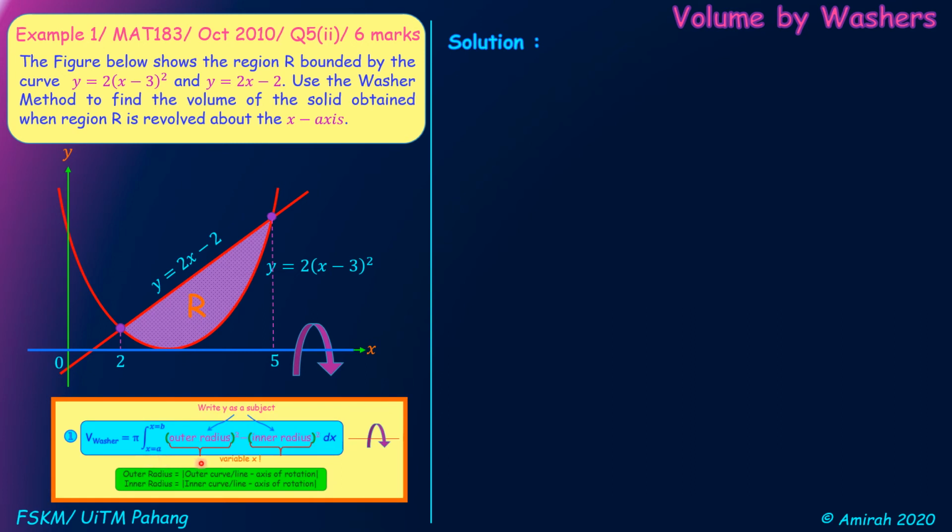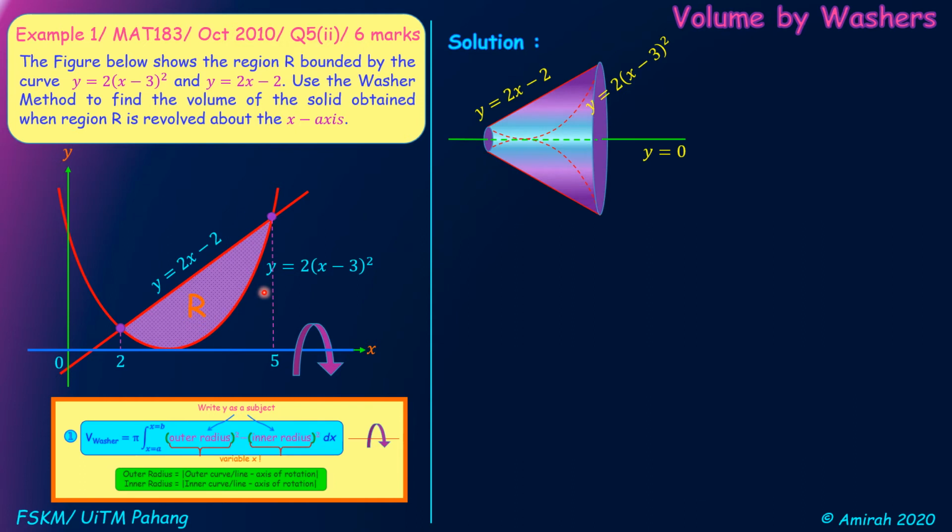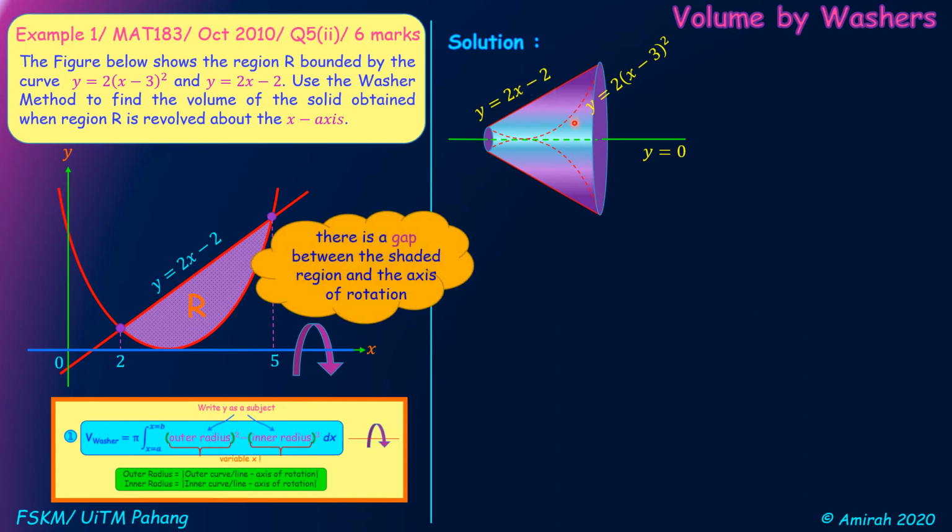From the volume by washer formula, if the axis of rotation is a horizontal line, and the x-axis means a horizontal line, we need to use everything in terms of variable x. To use variable x, we need to write y as the subject. Now we are given y as the subject. After rotation, we get this diagram. Y equals 0 here means the x-axis. This is the outer curve and this is the inner curve.